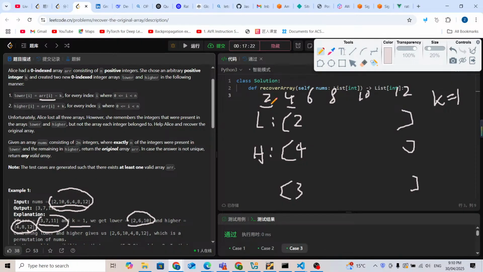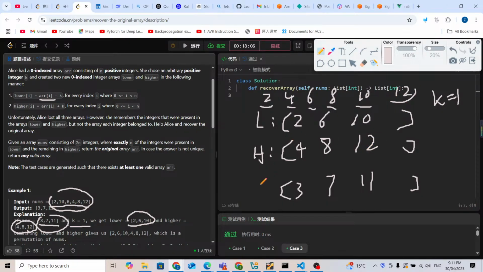Next, as this number 2 and 4 has already been checked, so we will not check that. We're going to check 6. So we're going to put 6 inside the lower array. As 6 plus 1 going to be 7, which is going to be the original array. And the higher array going to be 7 plus 1, which is going to be 8. Next, as 6 and 8 has already been checked, we're going to continue to check this 10. We're going to put this 10 inside the lower array, and the original array going to be 10 plus 1, which is going to be 11. And the higher array going to be this 11 plus 1, which is going to be the last one, which is going to be the 12.